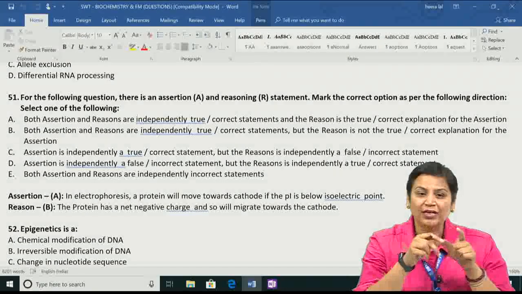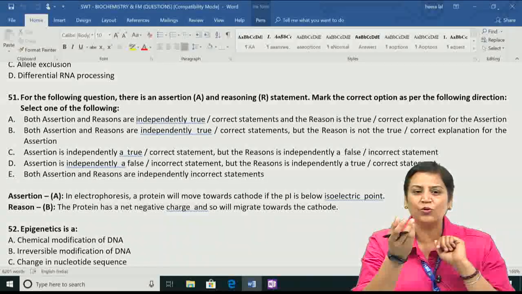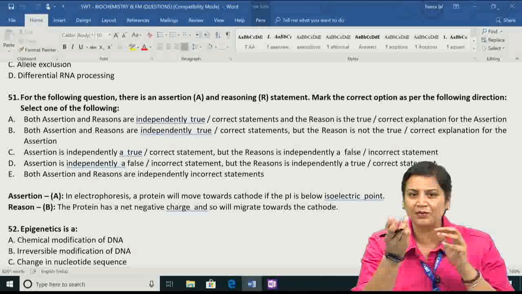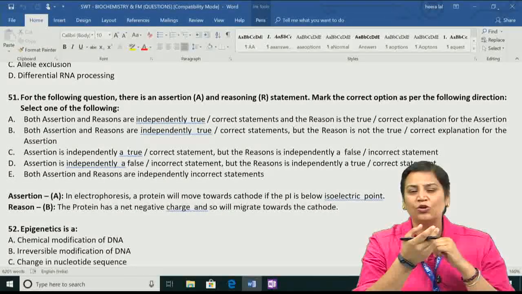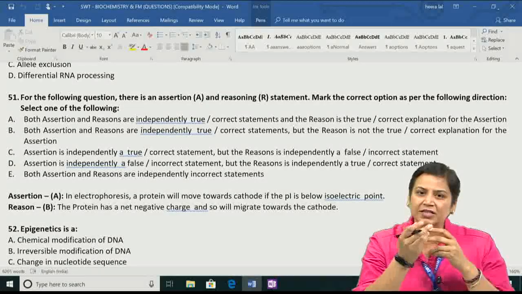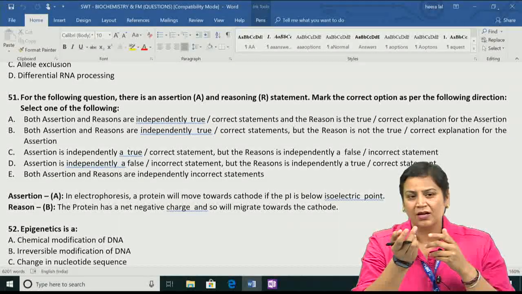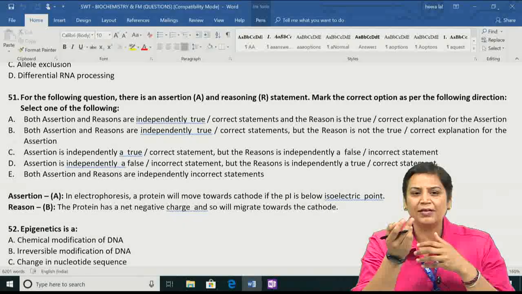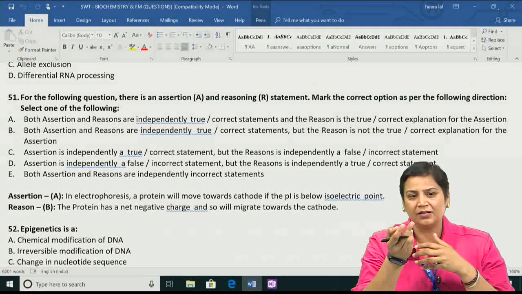On the other hand, the reason says the protein has a net negative charge and so will migrate towards the cathode. Now see, if a protein has a net negative charge, that means pH is more than pI, and instead of moving towards the cathode, it is going to move towards the anode. So the answer to this question should be: the assertion is absolutely correct, but the reason is false. Or you can say it would be C. The assertion is independently a true, correct statement, but the reason is independently a false statement.